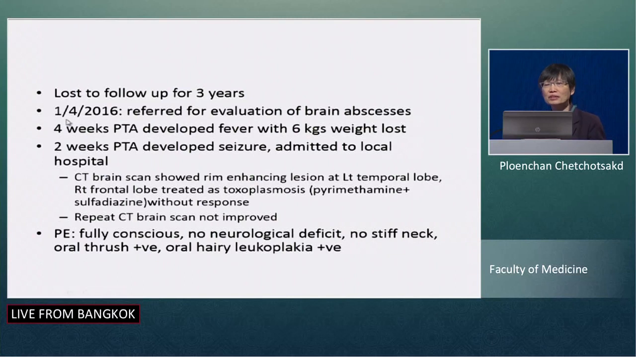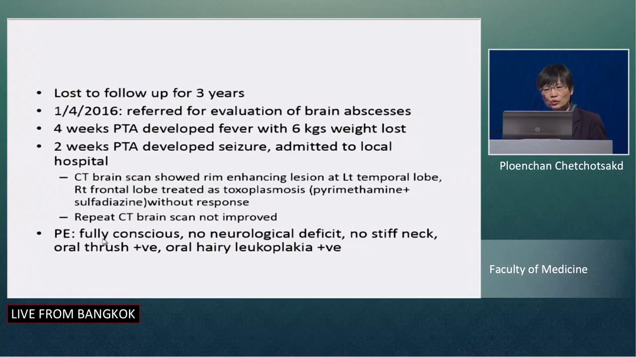Then on the 1st of April last year, she was referred back to our hospital for evaluation of brain abscesses. She had a history of 4 weeks prior to admission of fever and weight loss of 6 kilograms. Two weeks later she developed seizure and was admitted to the local hospital. The CT scan showed rim enhancement lesions at the left temporal lobe and right frontal lobe. She was treated as toxoplasmosis with pyrimethamine and sulfadiazine without response. They repeated the CT scan after 2 weeks and it had not improved. The neurosurgeon over there didn't want to do a brain biopsy in HIV patients, so she was referred to our hospital.